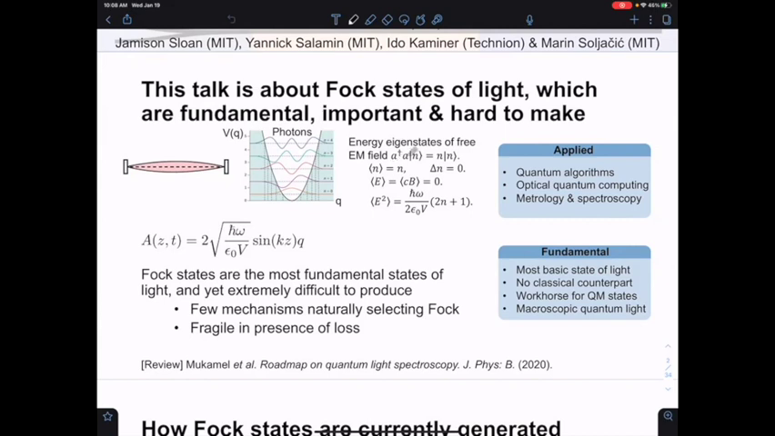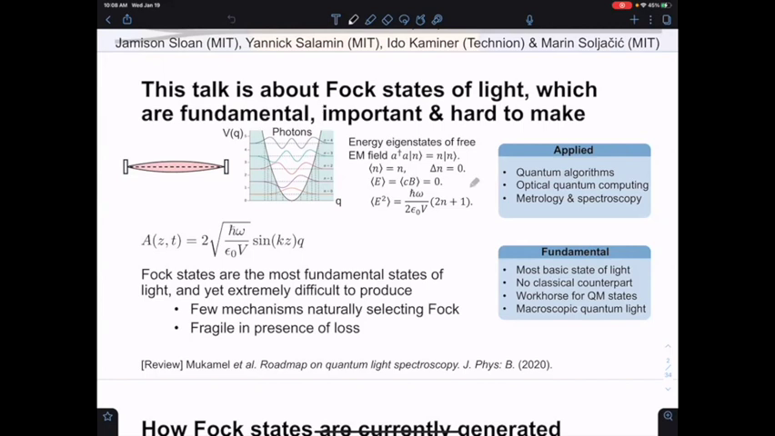So the Hamiltonian of a simple harmonic oscillator is something like A dagger A, where A is the annihilation operator, A dagger is the creation operator. And so these Fock states are just states with a definite number of excitations. In the position basis, they have these types of wave functions that we're all very familiar with.